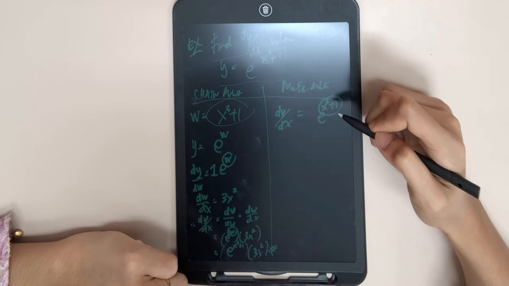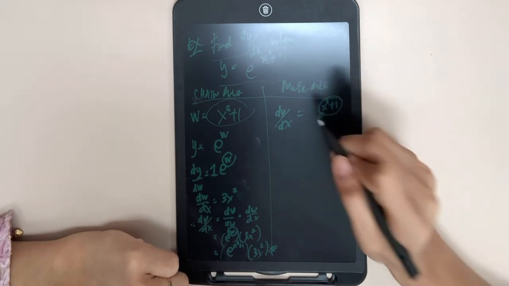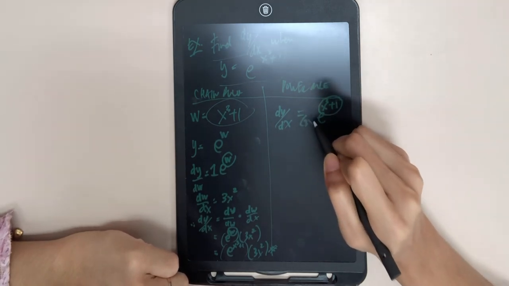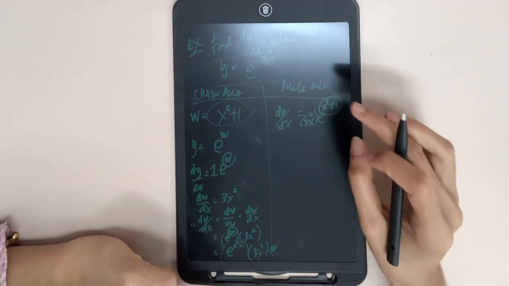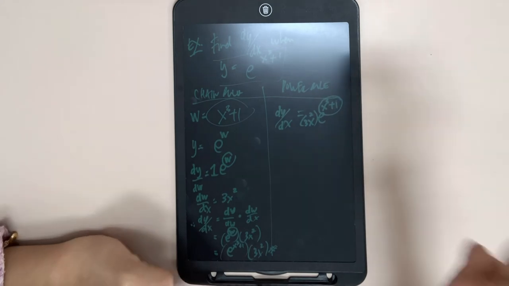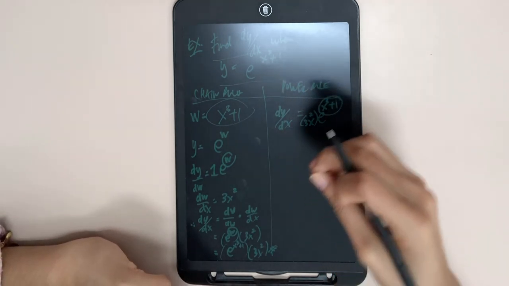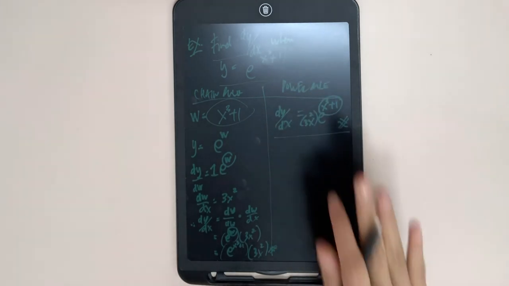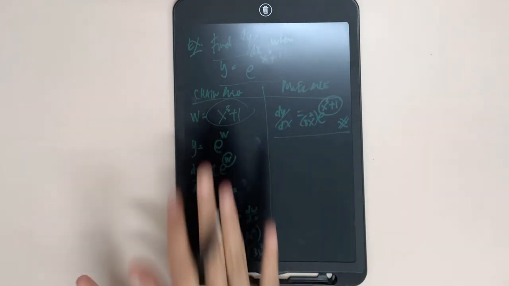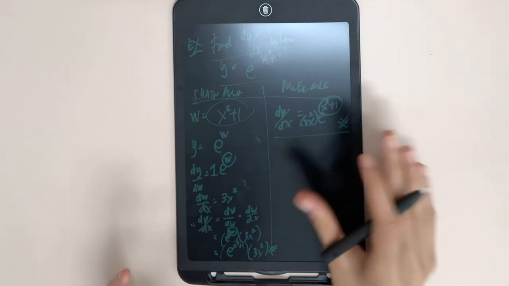So differentiate x cubed plus 1. What do we have? 3x squared. Okay, 3x squared. After you differentiate x cubed plus 1, you will get 3x squared. So that 3x squared you put it in front here. So this is the answer. Okay, compare kan, panjang kan. Kalau untuk cara dia panjang, power rule is just straightforward.